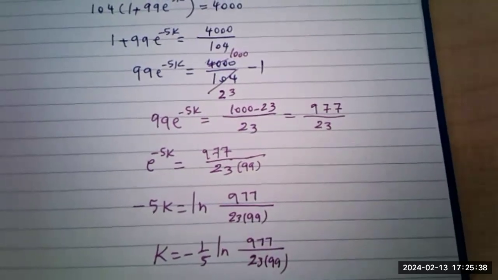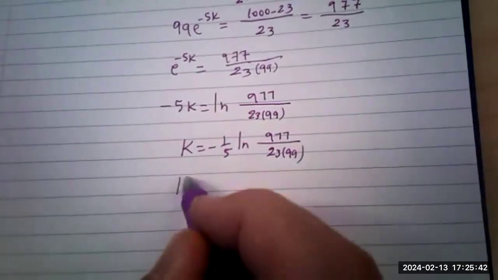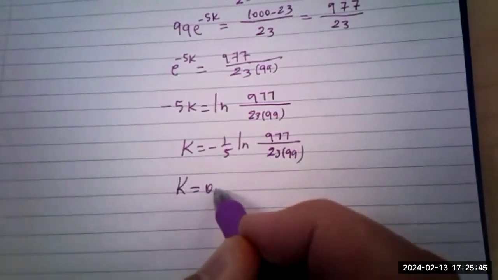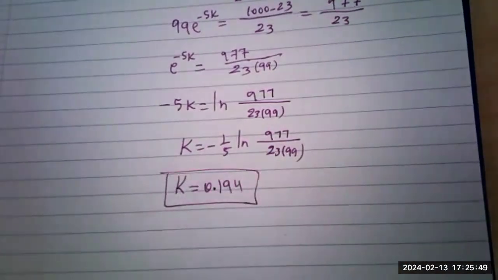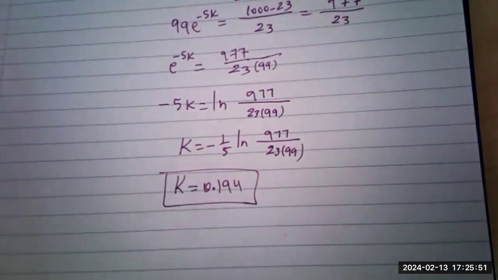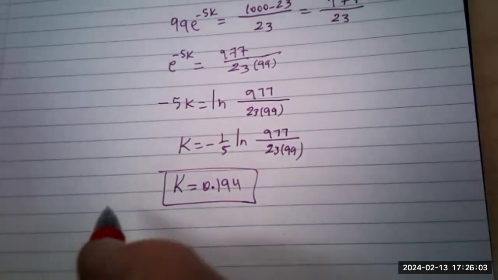Check it in your calculator, I have 0.194. So k is equal to 0.194. Check it, make sure you get the same number. Yes. Okay, now the model is complete. Go back, substitute, and you get P of t.